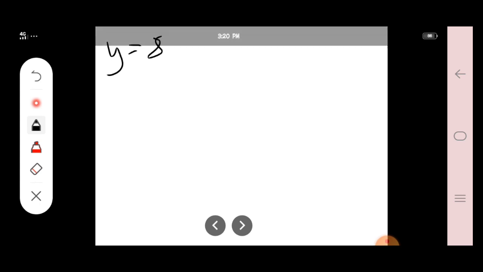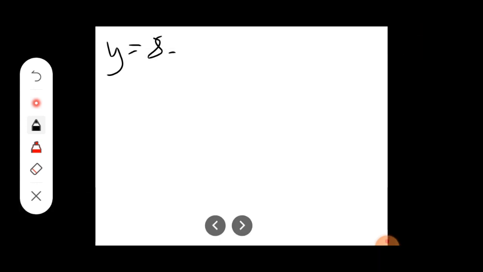So we have an example. Calculate the area of the region bounded by the line y equals 8 minus 2x, the x-axis, and the y-axis.